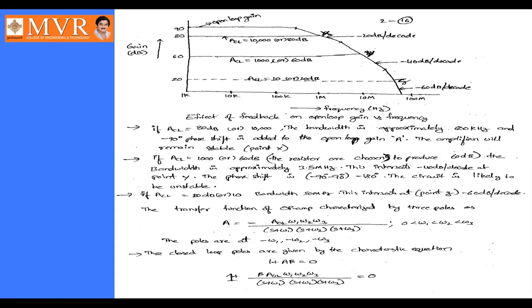In the place of A, what does A mean here? A means the closed loop gain. What we have written here: A is equal to AOL into omega 1 into omega 2 into omega 3 divided by S plus omega 1 into S plus omega 2 into S plus omega 3. That is nothing but ACL. Here we are considering ACL as A. In the place of A, we are going to substitute this equation. So by substituting this equation in the place of A, we are going to get 1 plus beta into this whole equation, which is equal to 0.